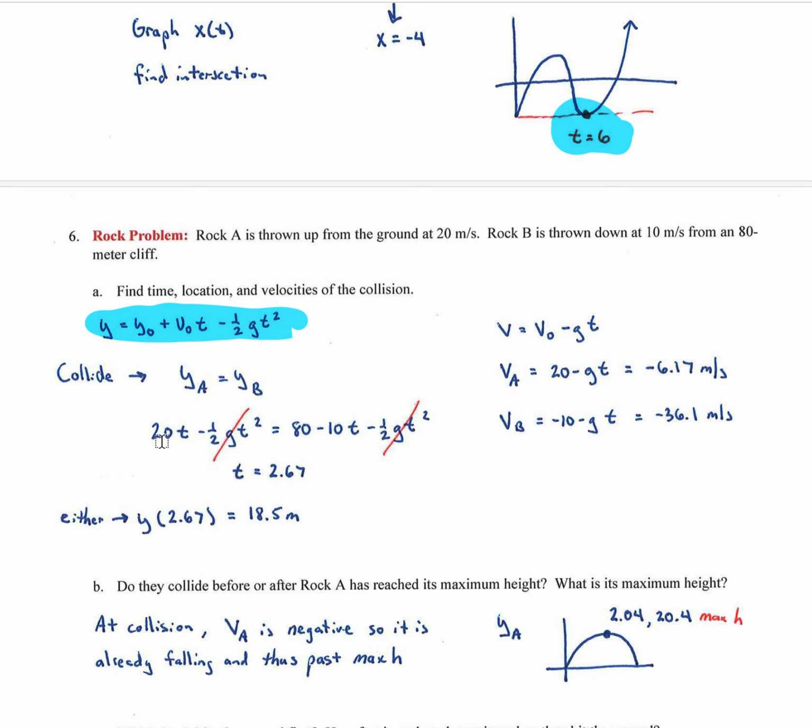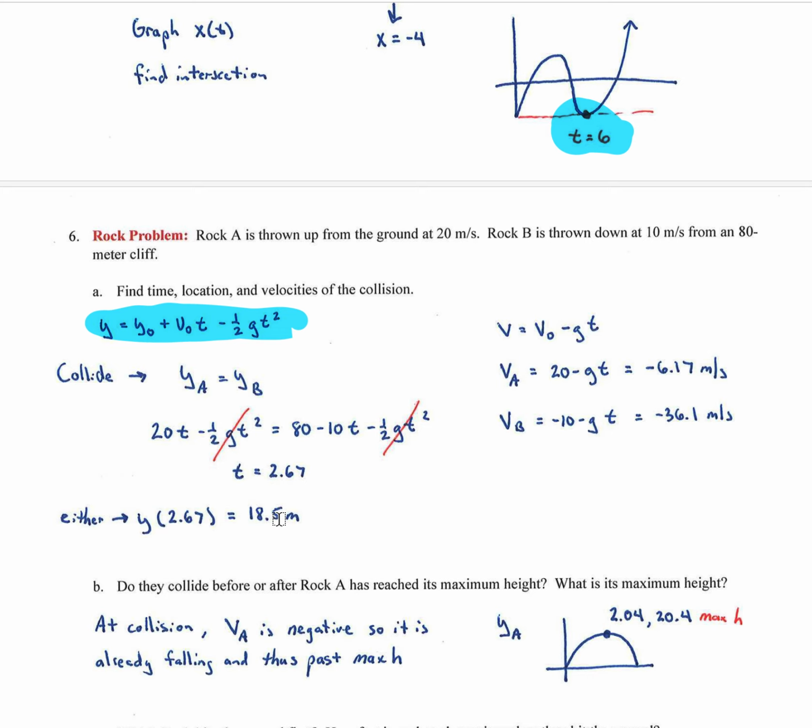Rock A is thrown up from the ground under gravity. Rock B is on a building, thrown down with gravity. And you notice algebraically, the two quadratic terms cancel, and you can easily solve for t. So you get a time of 2.67, and then you can plug that into either one of these equations to figure out the height is 18.5 meters. And again, you can plug them into both. You better get 18.5.